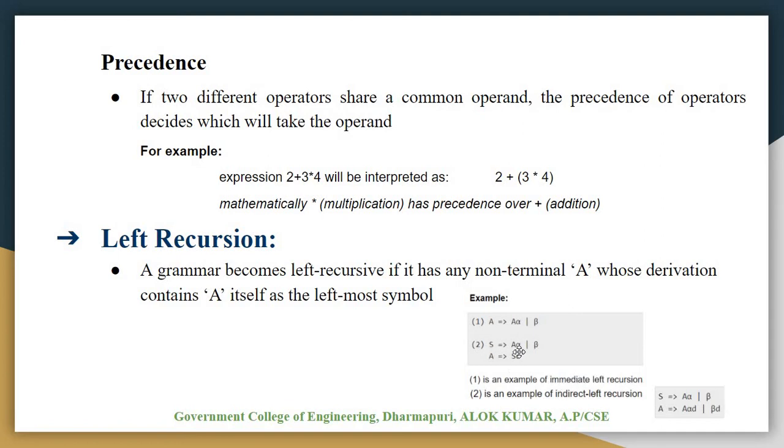In the second example, S is generating A alpha B, the second production rule is beta, and the third production rule is A generating S D. Here also left recursion is present. How can we see it? S is generating A alpha beta, and we can replace this S, so you can see A alpha D and beta D. We have replaced S with these two production rules. So we say that indirect left recursion is present.